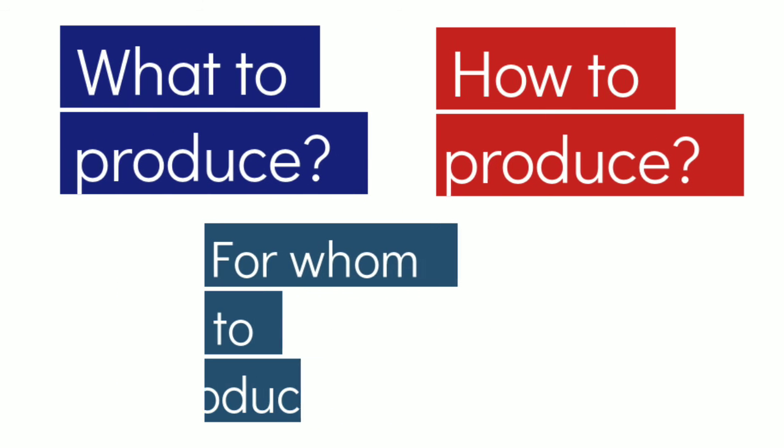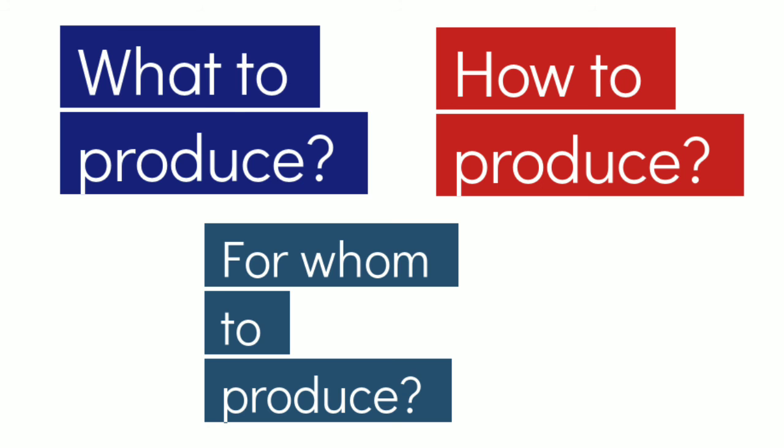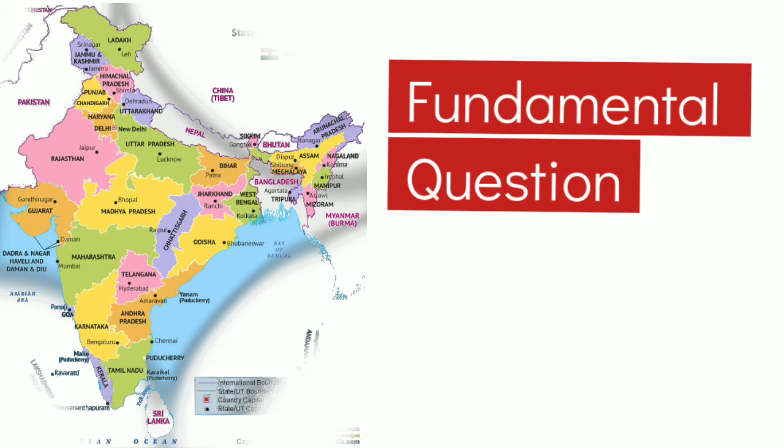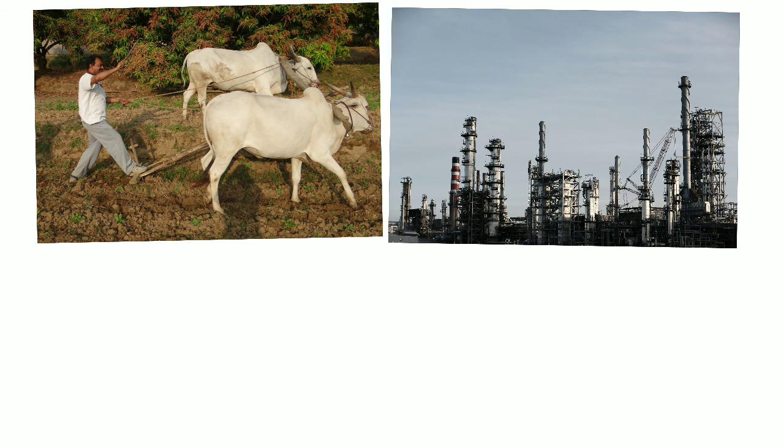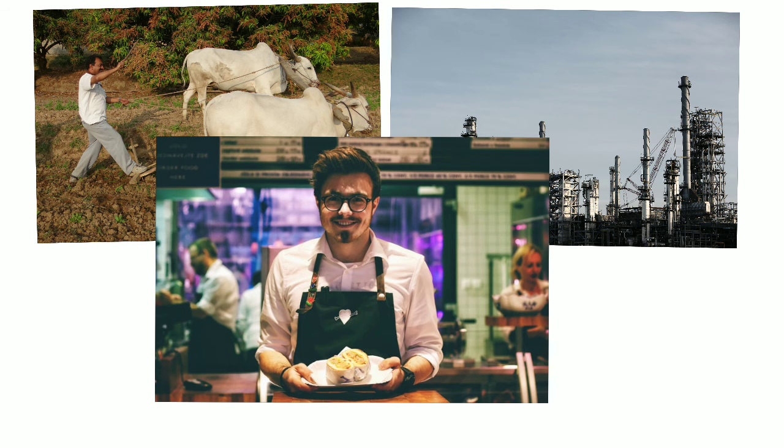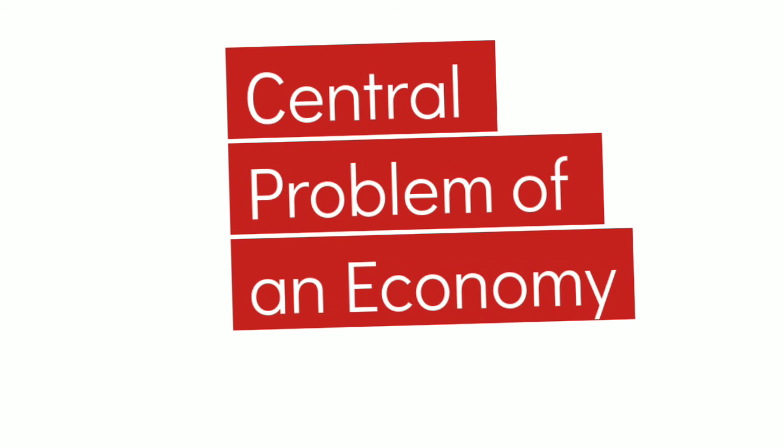So in conclusion, the questions of what to produce, how to produce, and for whom to produce are considered the three fundamental questions that an economy has to ask before they start production, be it in the agricultural sector, the industrial sector or the service sector. So these three basic questions have to be asked before they start any production. That's why it is called the central problem of an economy.